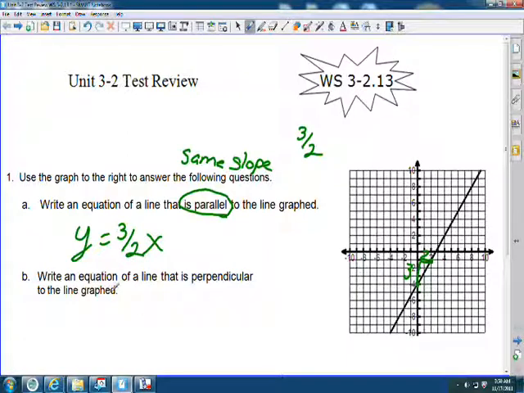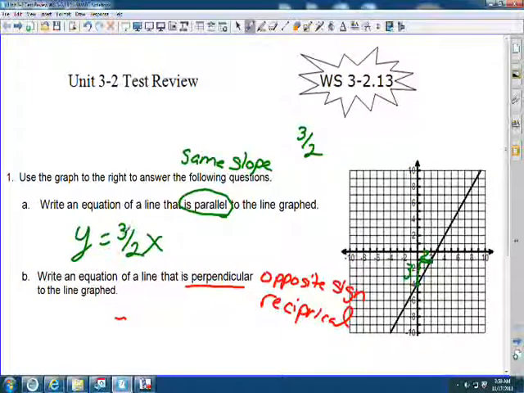The next question says, write the equation of a line that is perpendicular. Perpendicular means you're going to have the opposite sign. Well, this line right here is positive, so it's going to be negative. And then it's going to be the reciprocal. And that means that I take this number and I flip it over. So it becomes 2 over 3, and I'll put the x in there.